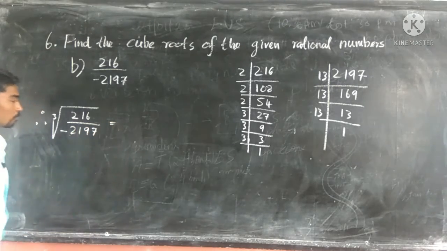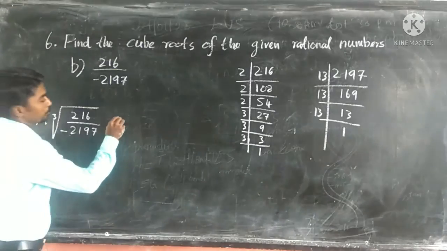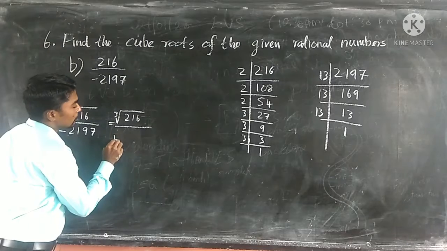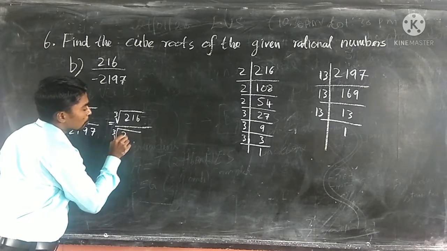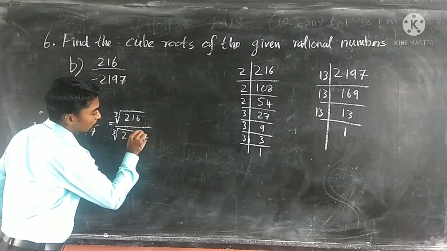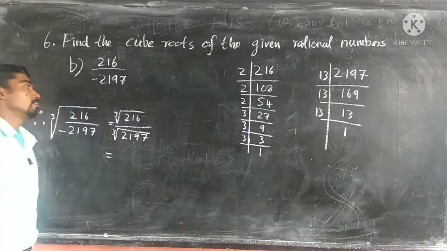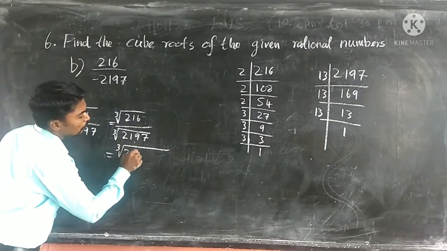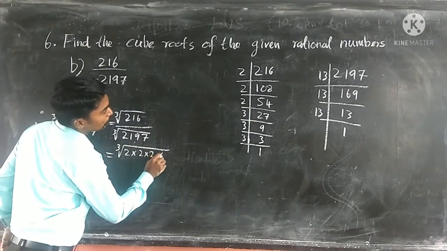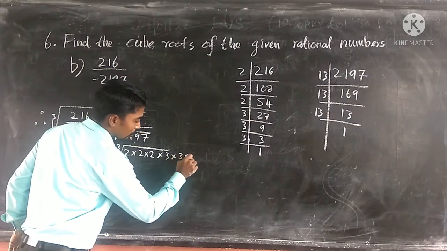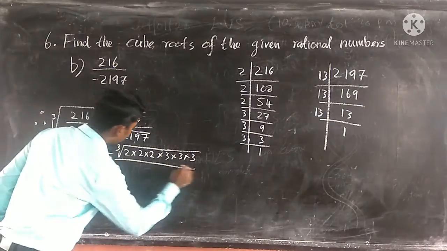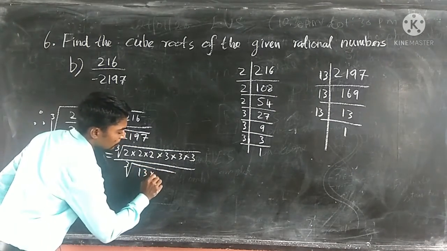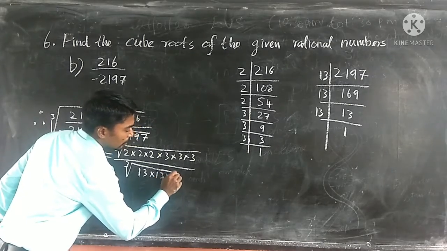2197 is equal to, split the cube roots. Cube root of 216 divided by cube root of 2197. Now we can write its factors. Cube root of 2 into 2 into 2 into 3 into 3 into 3 divided by cube root of 13 into 13 into 13.